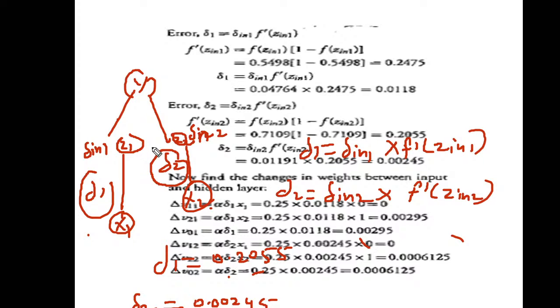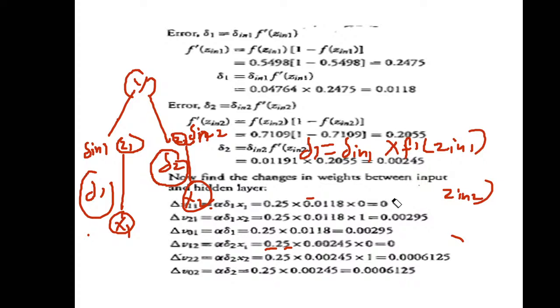So we have calculated delta 1 and delta 2 for z1 and z2. Now the next task, since we have calculated this, we are going to update the weights which are coming to z1 and all the weights which are coming to z2. The weights coming to z1 are from x1, from x2, and one bias. Similarly the weights coming to z2 are from x1, x2, and one bias. So three weights come to z1 and three weights come to z2, and all the changes in those weights we will now calculate, and the procedure will remain the same.